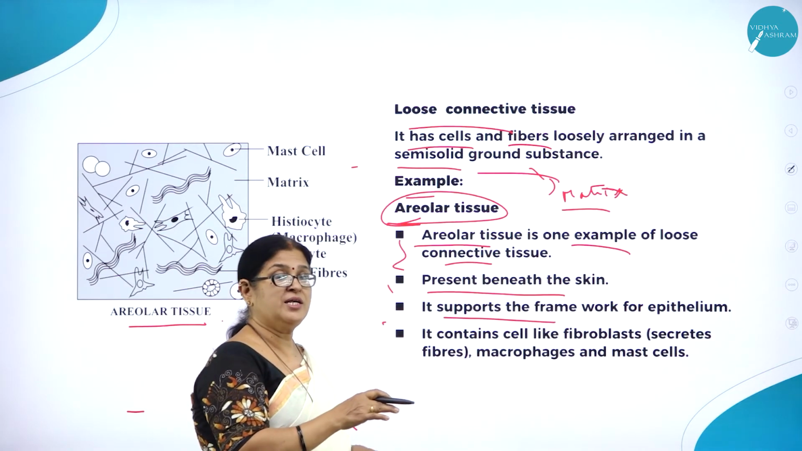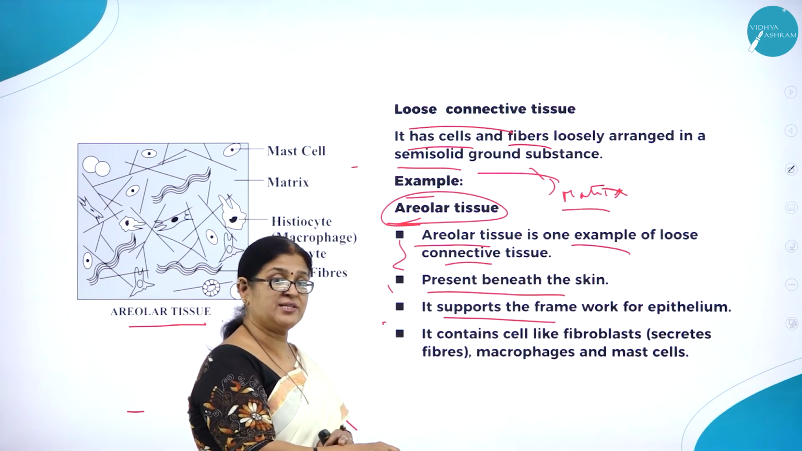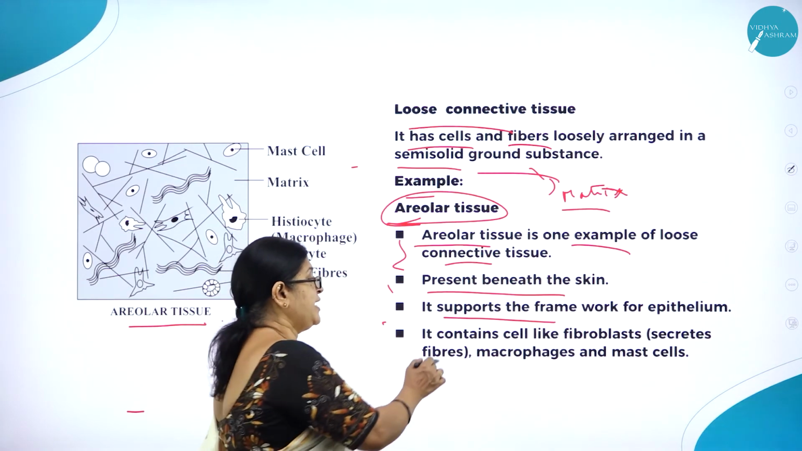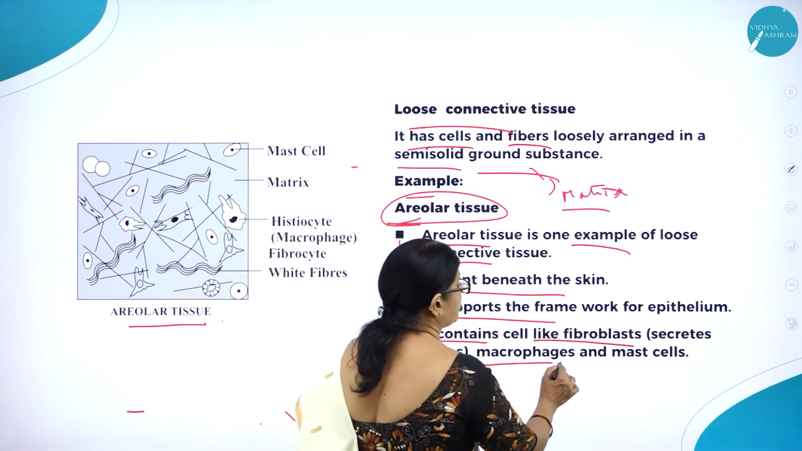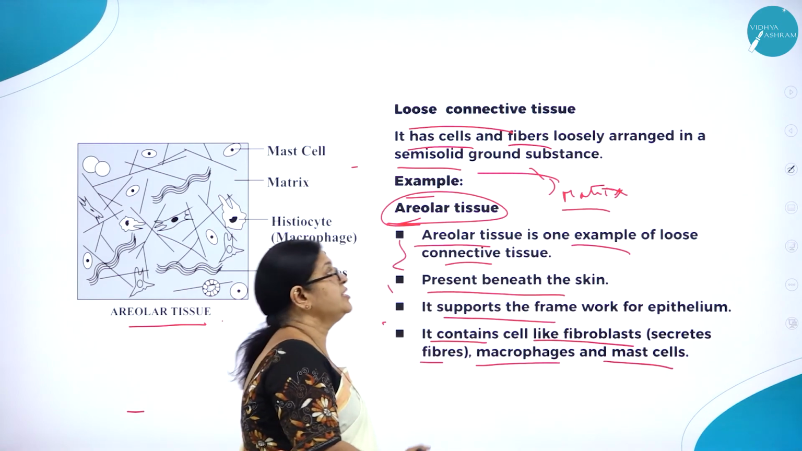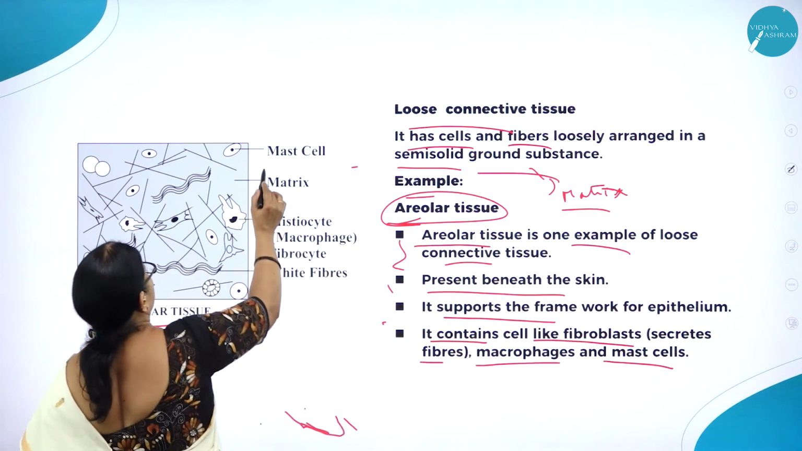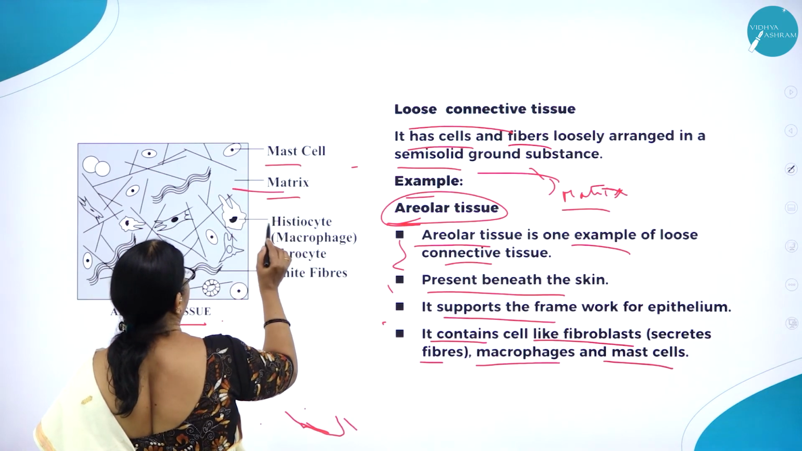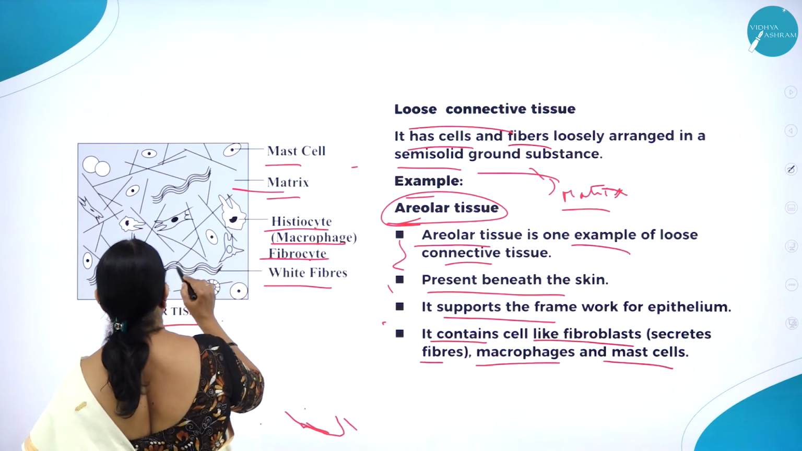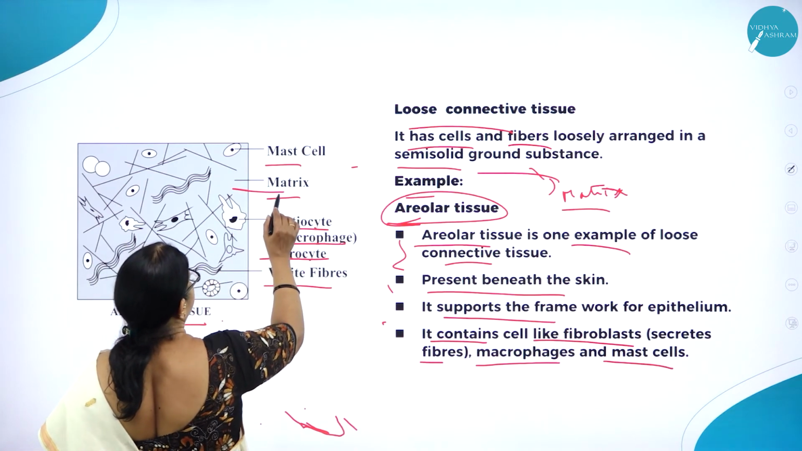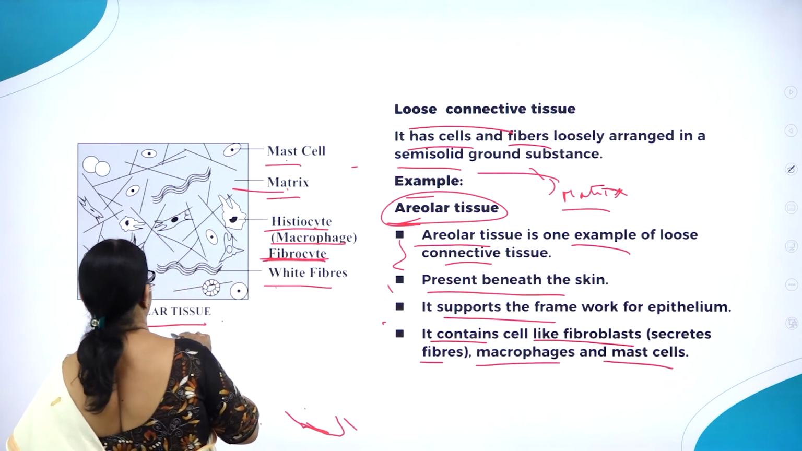So it acts as a supporting structure for epithelium, as we know that the skin has compound epithelium. And it contains cells like fibroblasts, which secrete fibers, macrophages and mast cells. So in areolar loose connective tissue, here you can see the mast cells and this is called the matrix. This is called macrophages, fibrocytes and white fibers. Here you can see the white fibers, matrix, mast cells, histiocytes and fibrocytes.